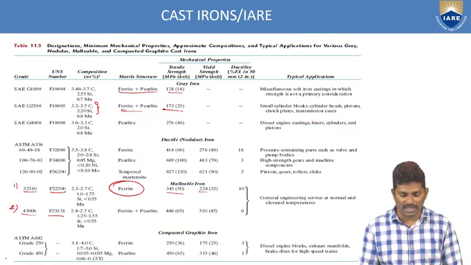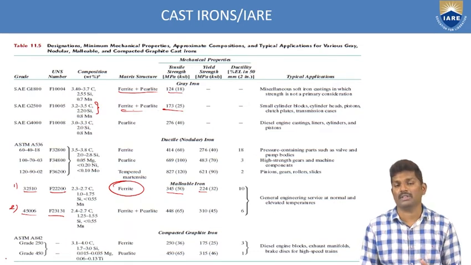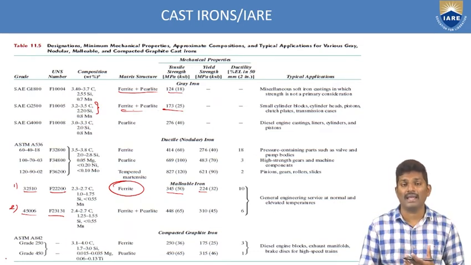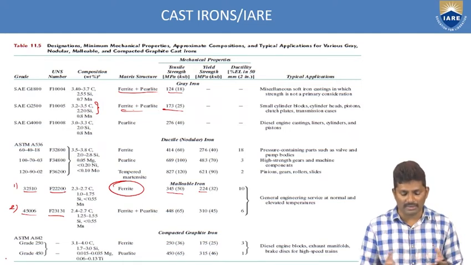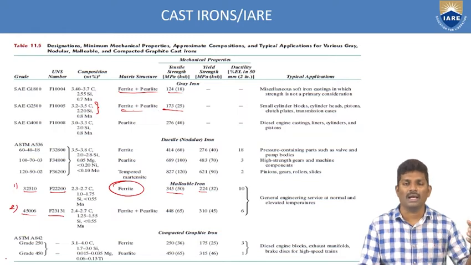Now, if you see the applications: general engineering services at normal and elevated temperatures. So you can use these malleable cast irons at high temperatures, at elevated temperatures, and also for general engineering services. So like that, each material has its own applications, its own properties. All these things you have to know to identify what type of material you have to select for your application.